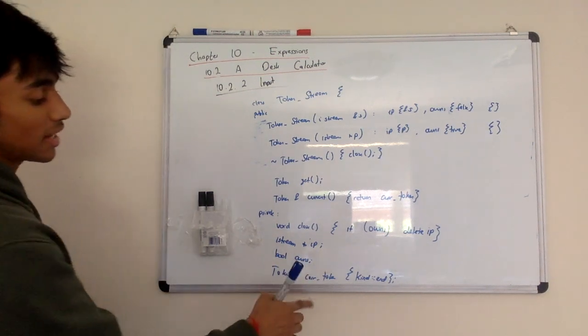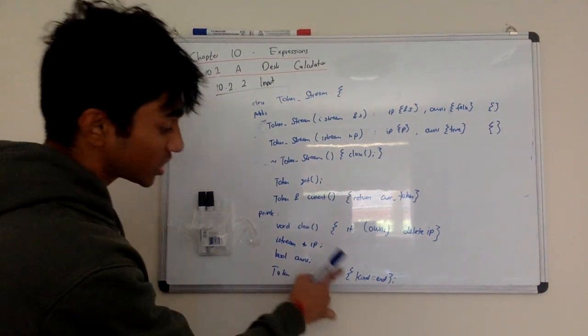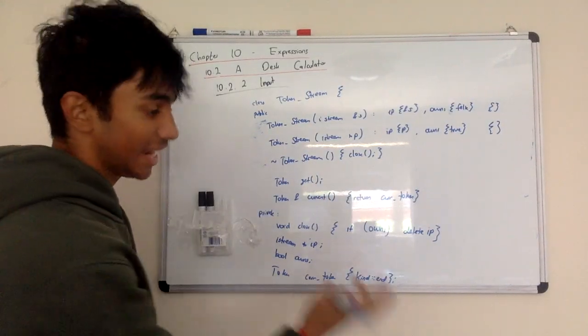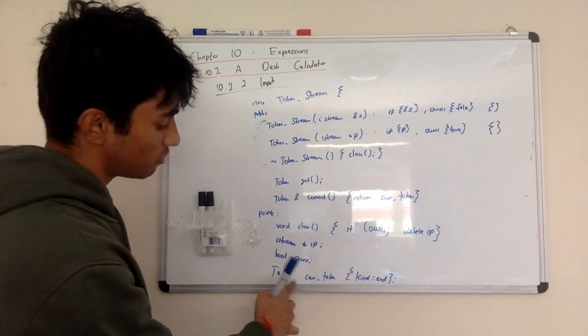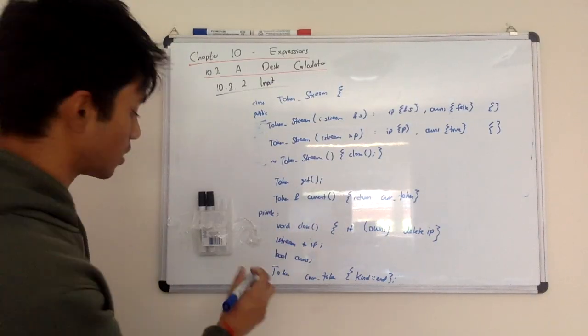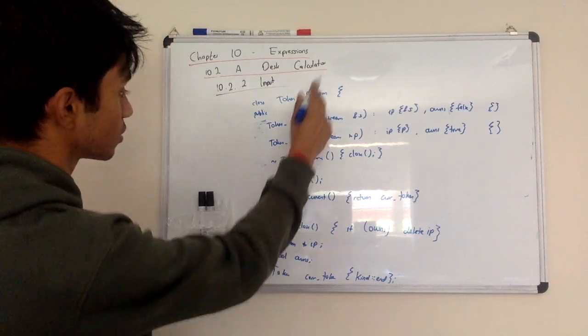And so what this means is, every time we read in a token, we can set this current token to be equal to that new token, and then we can retrieve that current token using the current function. That's what's happening here. Okay? And then we have to close off the class definition.